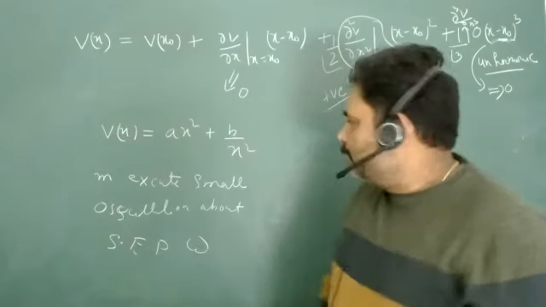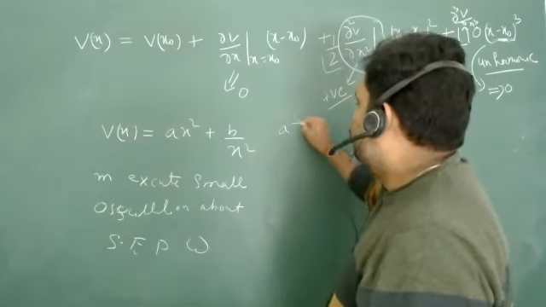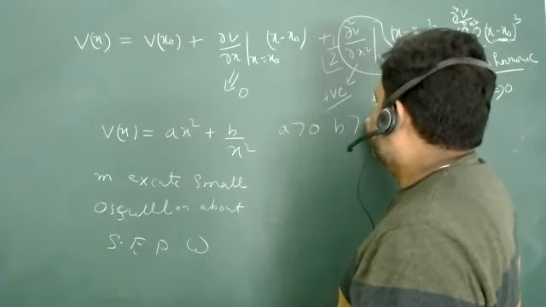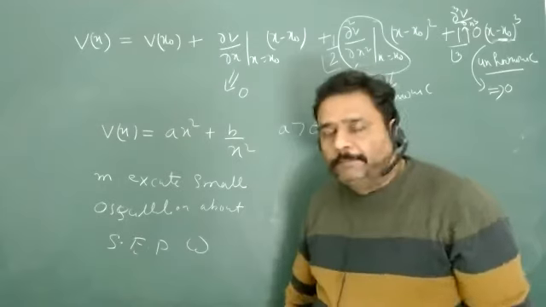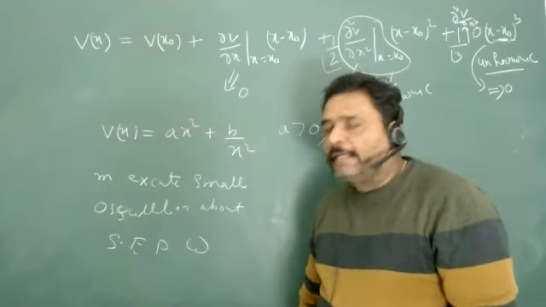So this is very interesting. And yes, I have to mention a is greater than 0 and b is greater than 0. Otherwise, things will be very messy. So let's go for the calculation part.